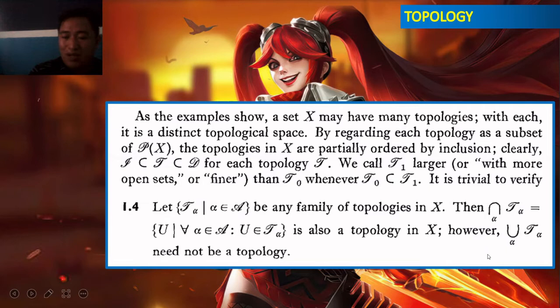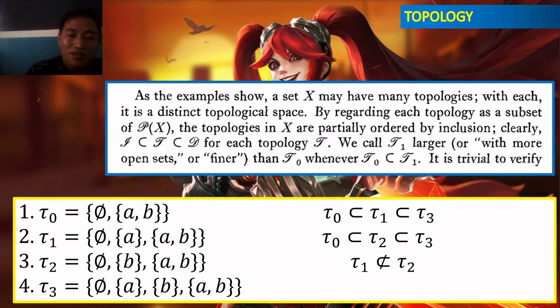However, the union of the tau alphas need not be a topology. Here is an example. Tau sub 0 is a subset of tau sub 1. Then tau sub 1 is a subset of tau sub 3, correct, because tau sub 3 has more elements. Tau sub 0 is a subset of tau sub 2. Tau sub 2 has three elements, and all the elements here are in tau sub 2. And then tau sub 2 is a subset of tau sub 3. But our tau sub 1 is not a subset of tau sub 2. They have the same number of elements, but if we take the one with a, it is not an element of tau 2. So it is not a subset. Okay.